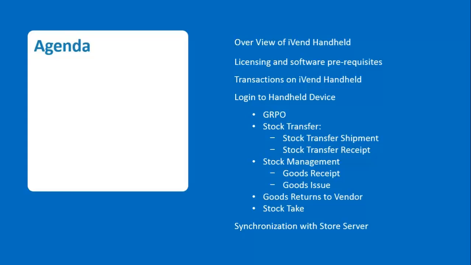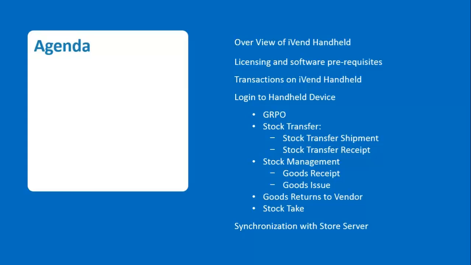We'll see the logins to the handheld device, how exactly you can log into the device and how you can see, or I must say, the view of the complete inventory management on a small device, which is very important for the retail practices. We will look at the GRPO, that means the goods receipt purchase order. Whenever you are making any purchase orders from the head office or from any other store, we will see how easily and effectively you can receive that using the handhelds.